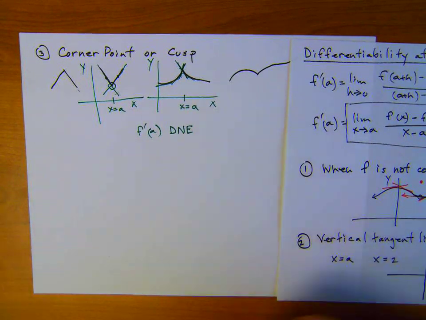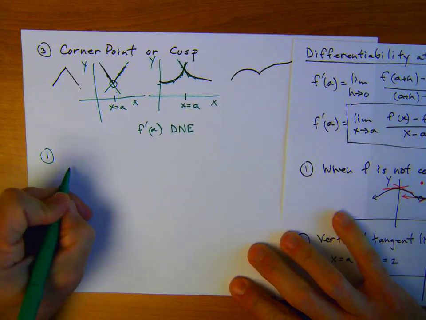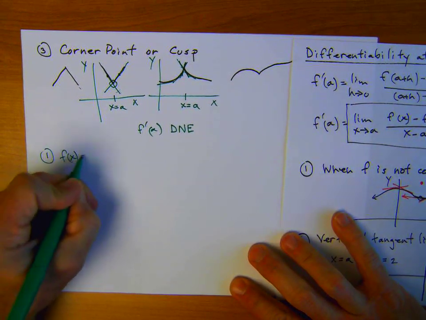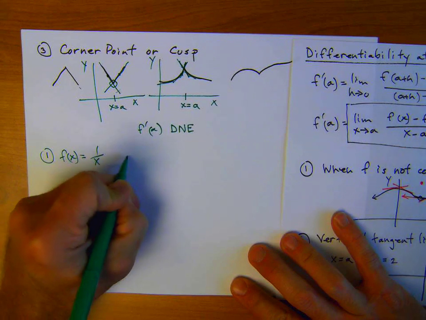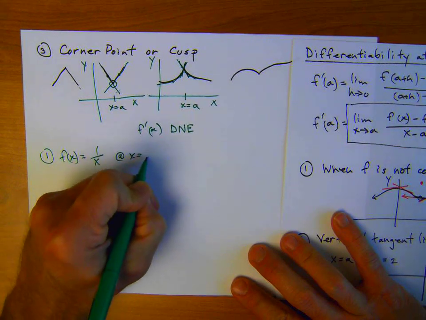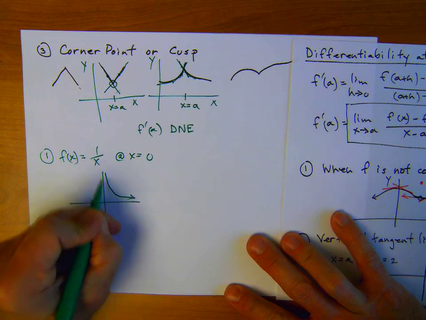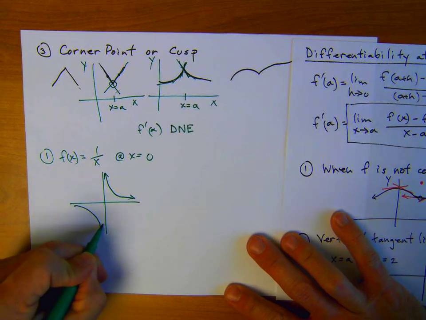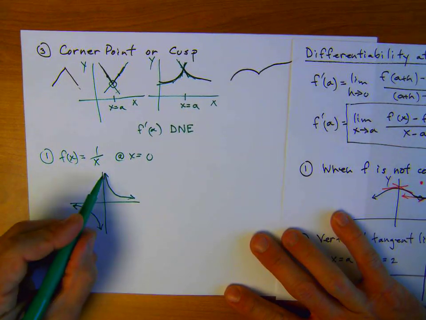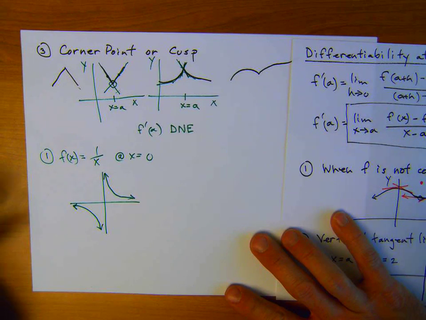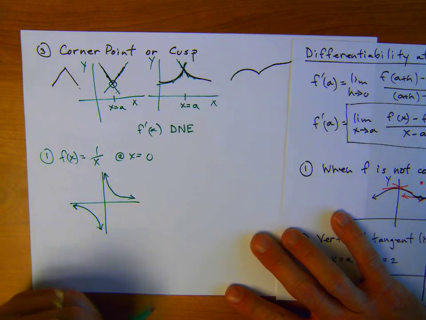So let's think about something like, for example 1, the function 1 over x at x equals 0. So quick sketch, we have this, right? So clearly the function is not continuous at 0. Why? Because it's not defined at 0, right?